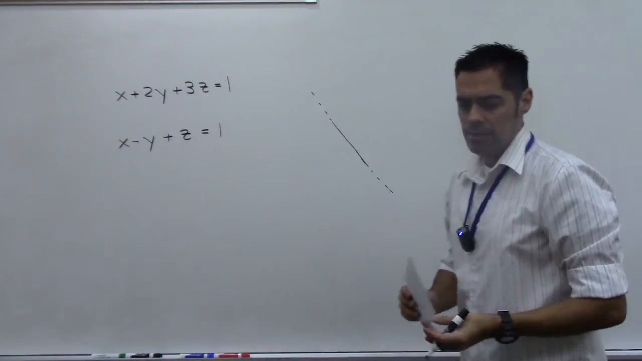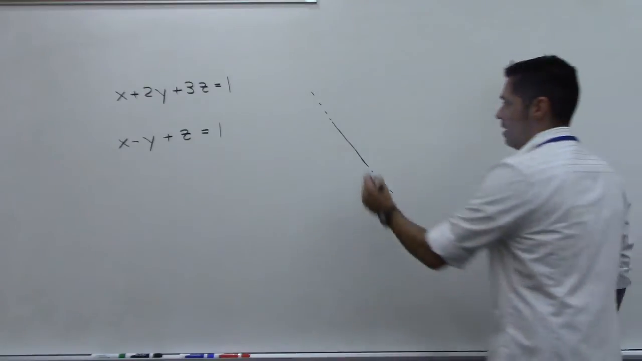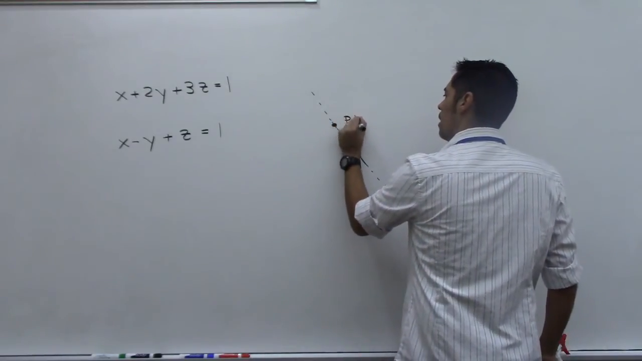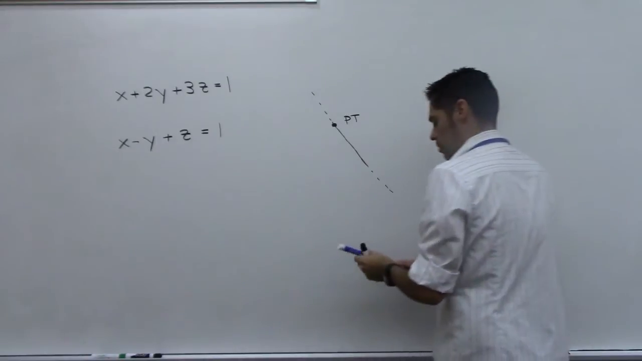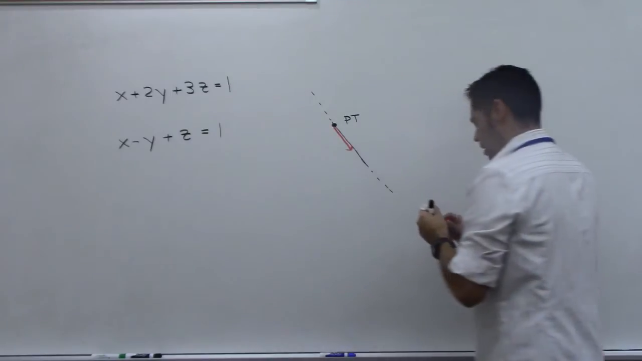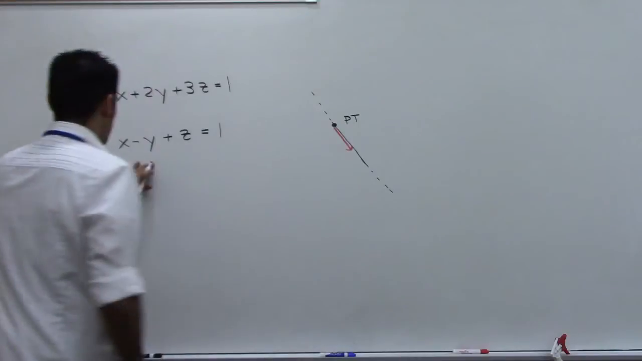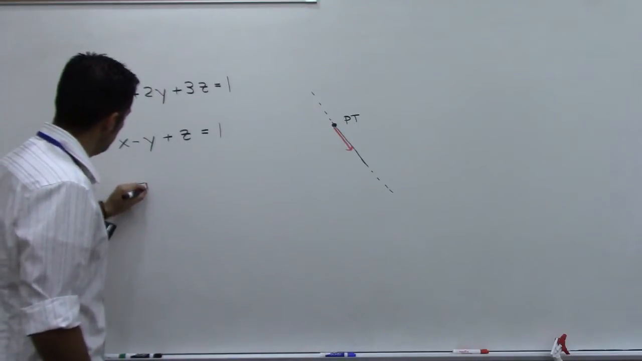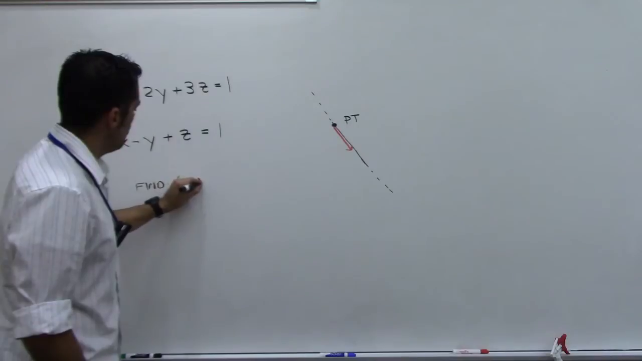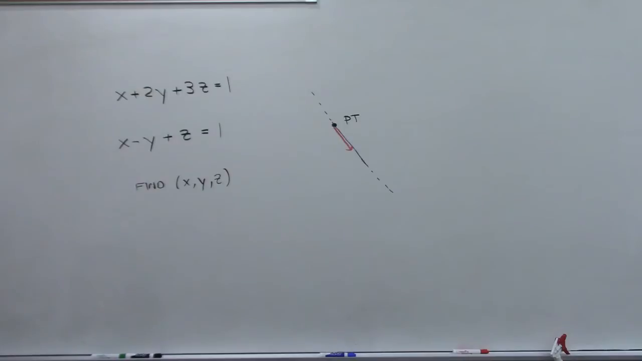So what I need is a point that lives on this line, any point I can find. And then I need a direction vector. So I need some vector that points either out in this direction or this direction, doesn't matter. So let's start with the point. How can we get the point? Well, we need to find an x, a y, and a z, which satisfies both of these equations at the same time.